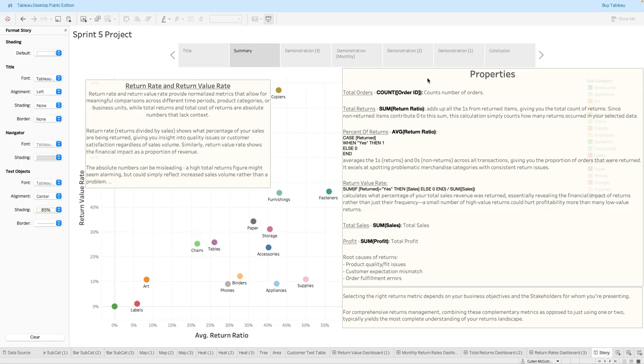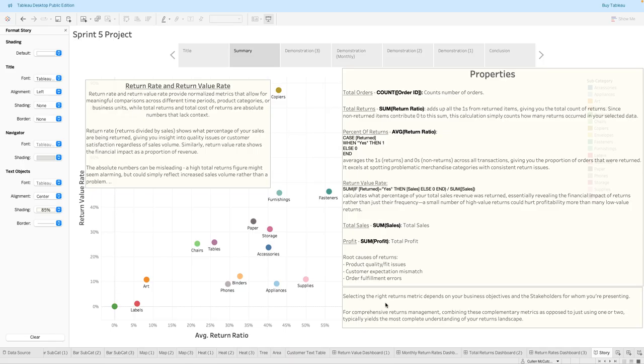All of the properties for each dashboard are listed to the right here. And just to answer the question for the project, the root causes of returns are product quality and fit issues, customer expectations mismatch, and order fulfillment errors. Those are the top three that I landed on.